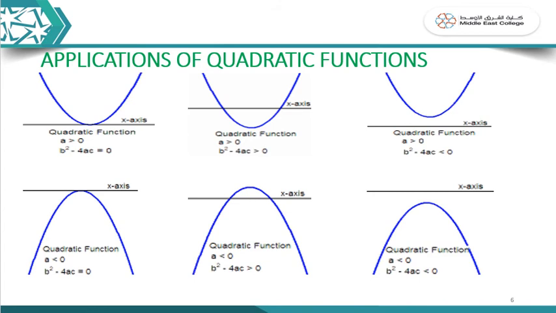Okay, now if you see this graph, a is greater than 0, we say that it is open up. But if the discriminant is equal to 0, it will cut 1 point. If the discriminant is greater than 0, it will cut 2 points. If the discriminant is less than 0, it will not cut any point, as here. It is the same for this one, as a is less than 0, so it will open down.